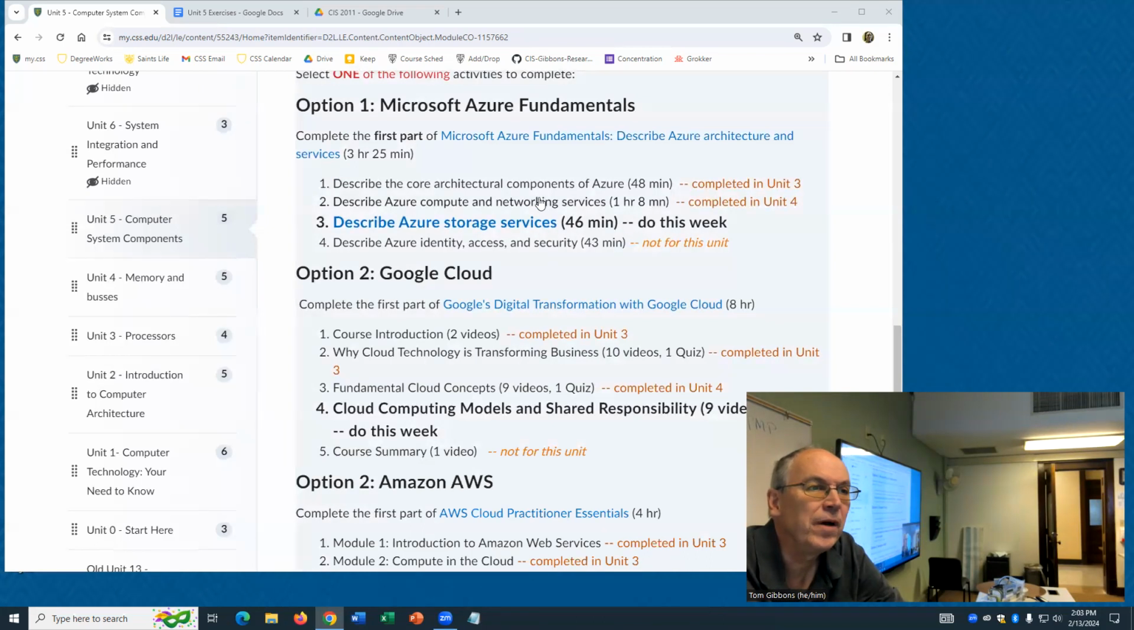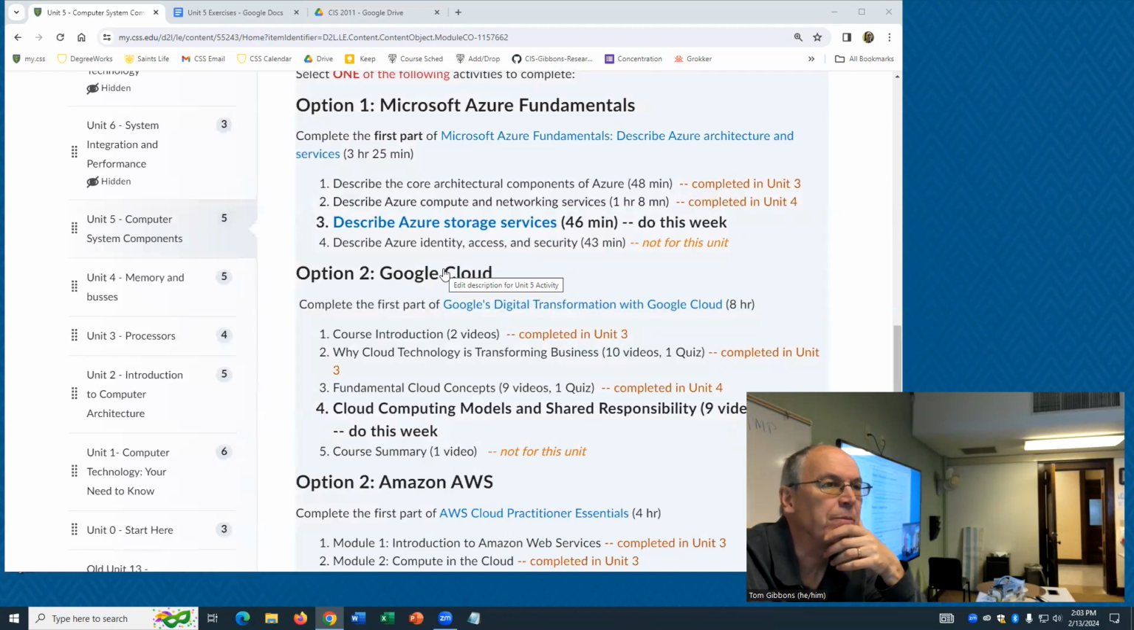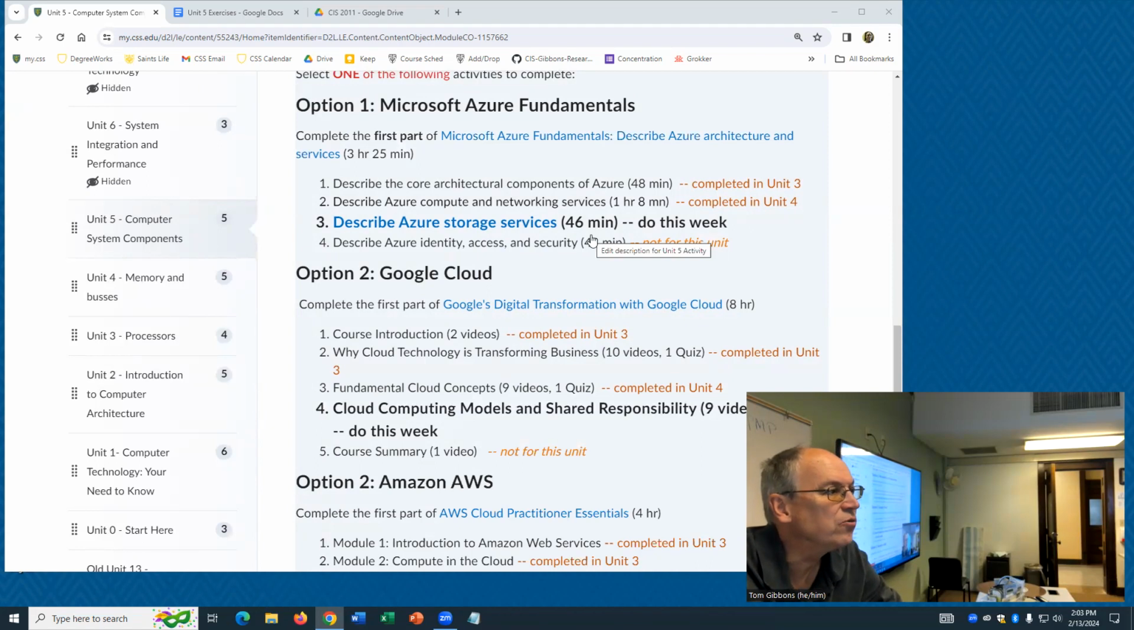Now with these, again, I want you to spend some time on them each week. There are three options, three popular, and again, these aren't the only three, these are just the three I chose. Cloud services: Microsoft Azure, Google Cloud, and AWS. AWS is probably the biggest competitor out there. We have these tutorials. Again, I expect you to spend like 45 minutes to an hour each week on these.